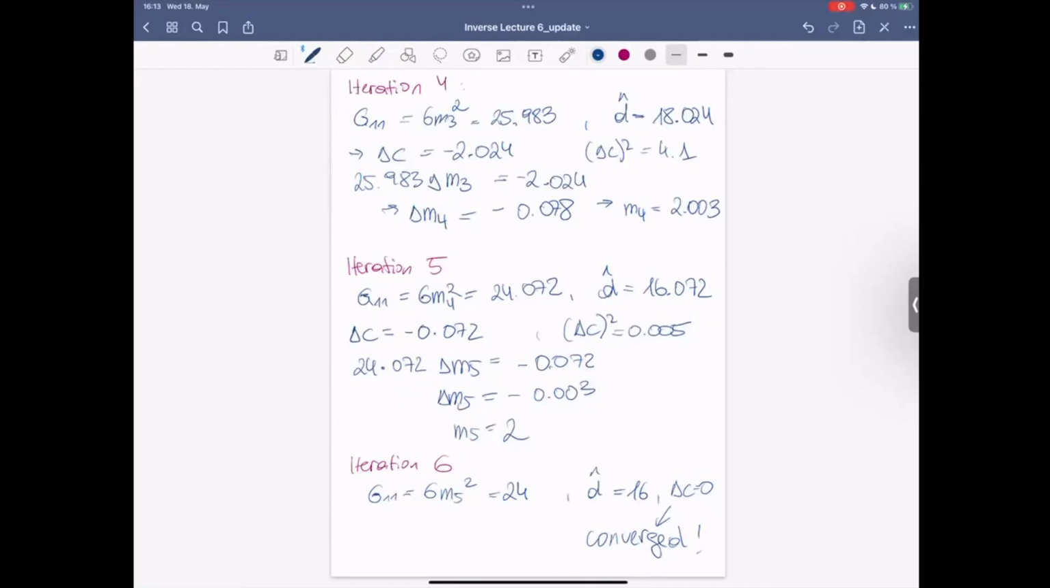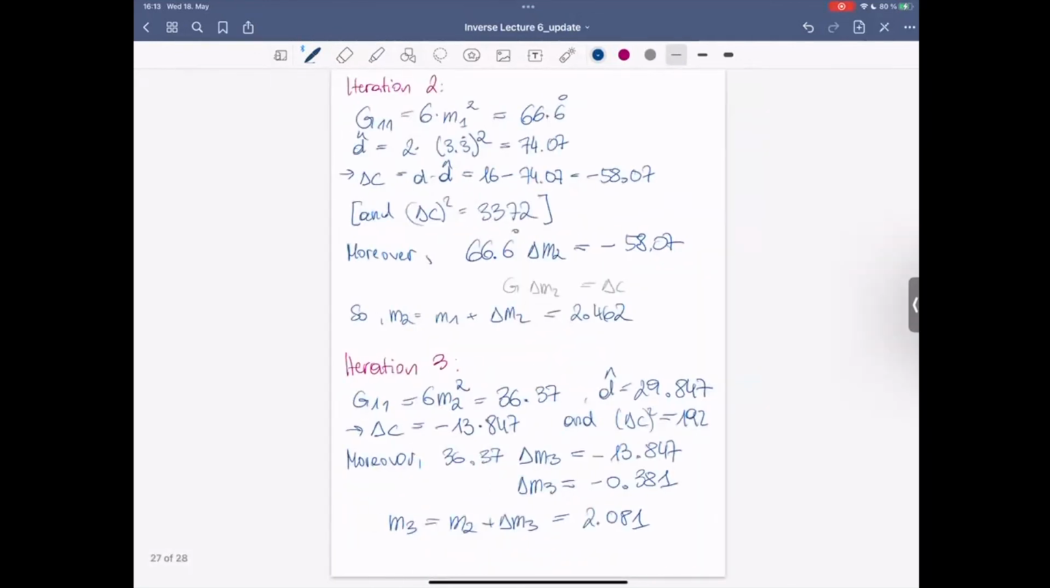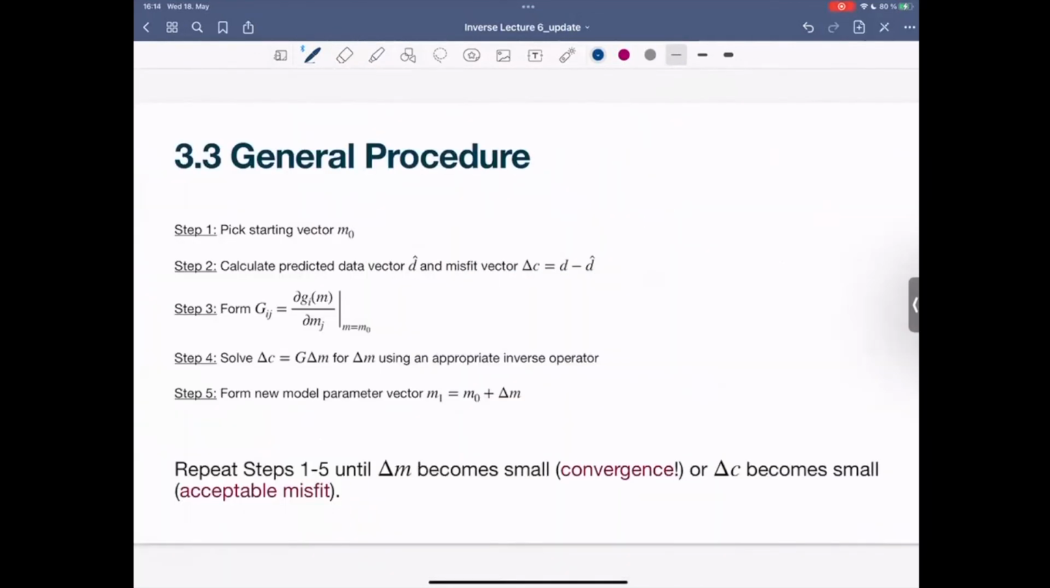Does it always converge? I think there are diverse conditions for this case. Let's go back. So actually, I mean, it depends. We can observe this delta M and the delta C. So it can happen that this does not converge to any point, but we stop, for example, when delta C becomes small enough such that we can accept the misfit.